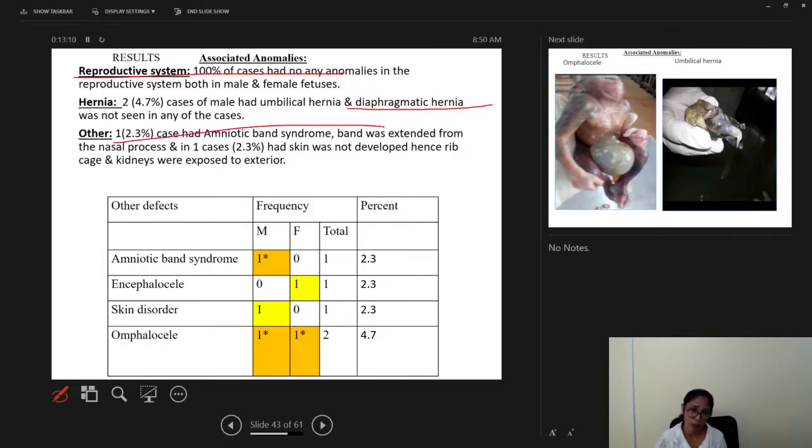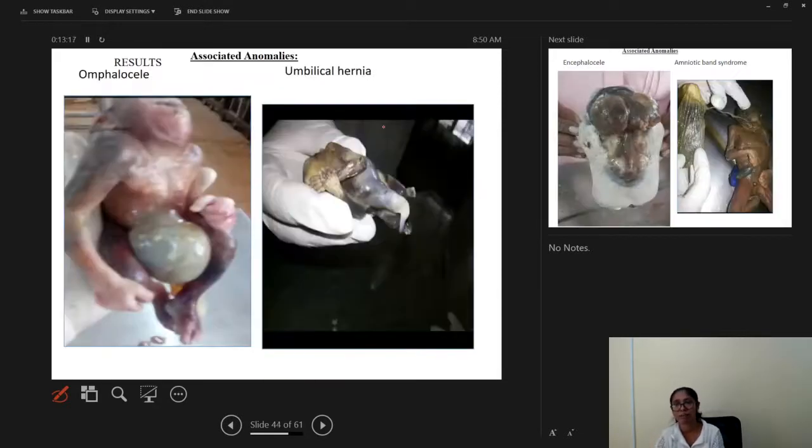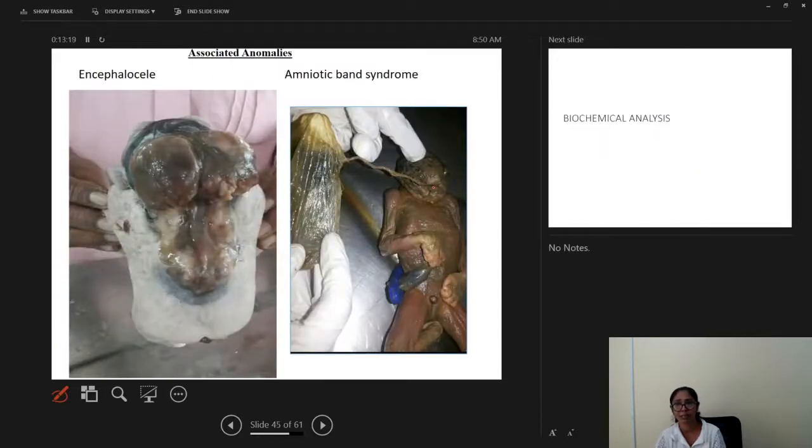Now, other anomalies are like amniotic band syndrome. What is this amniotic band syndrome? There is a band which is arising from the nasal placode. If you see this image, there was a band present. So this is amniotic band syndrome.